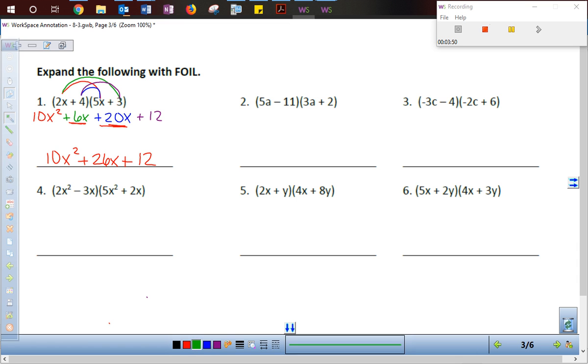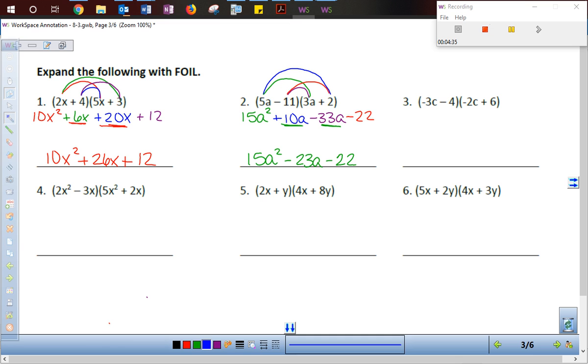Let's try it again. On number 2, again, we start with our first 2 terms. So 5a times 3a is 15a squared. Then I have my outside terms, so that'll be 5a times 2, which is 10a. Then I have my inside terms, so negative 11 times 3a gives me negative 33a. Last, I have my last terms, so negative 11 times 2 gives me negative 22. Now all I have to do is combine like terms. So 15a squared comes down. 10a and negative 33a give me negative 23a. And then minus 22.